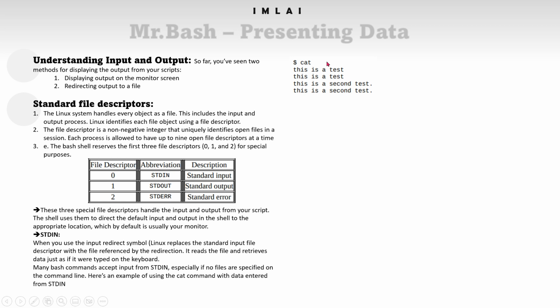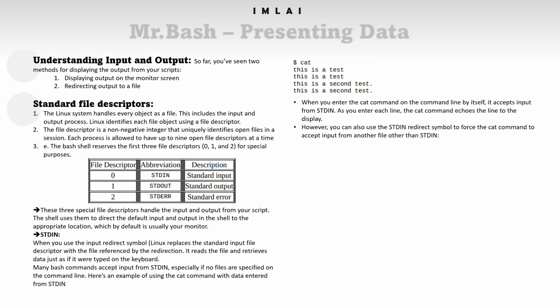So basically cat is to read a file. When you use cat, this is a test. Whatever you type is directly displayed on the screen. So this is the best example to showcase your stdin. Then what we are going to look into is stdout. Before that, we will look into this example.